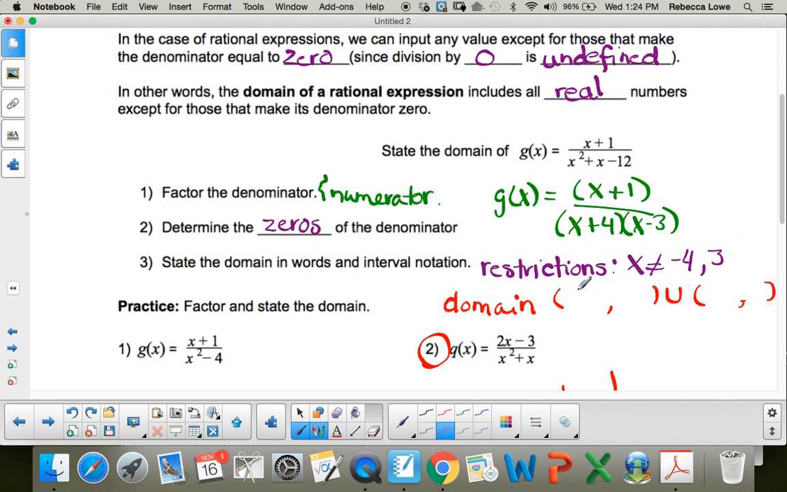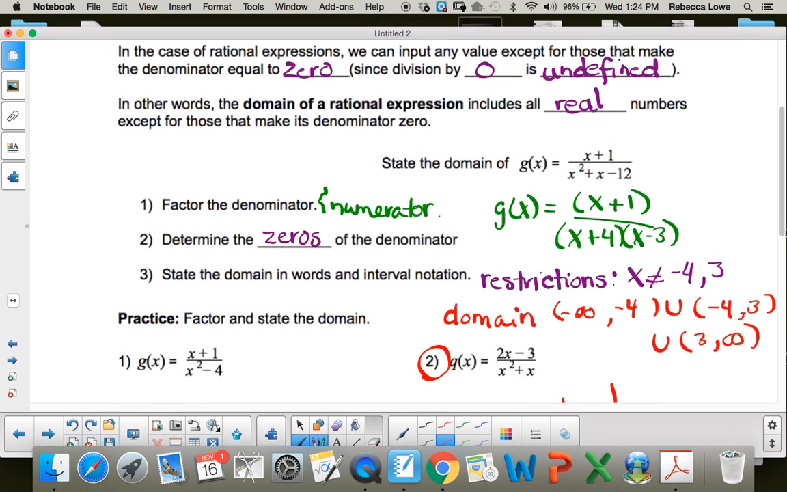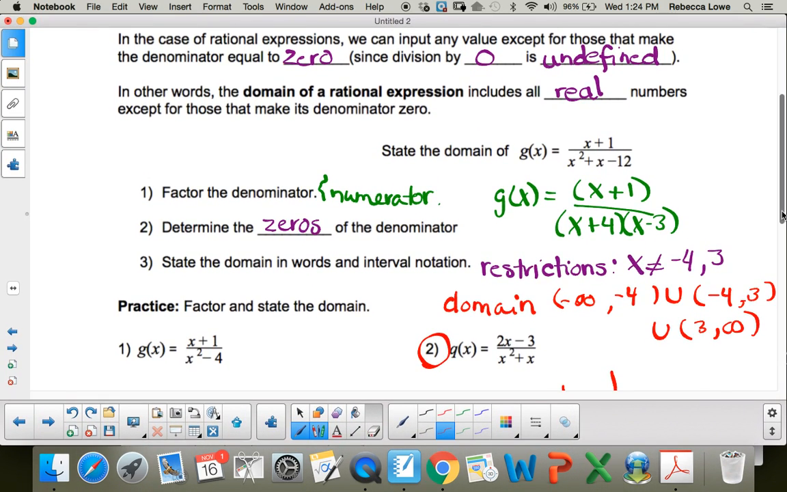And then as far as the domain goes, the function continues to the left infinitely, to negative infinity. Then it goes up to negative 4. It does not include negative 4 because it's undefined there. Then it picks up again from negative 4 to 3. And then it picks up from 3 to infinity. And you'll see that when we graph these functions later on. So we're more likely going to be doing the restrictions versus domain, but you should still understand how to find the domain. So for the practice, you're going to factor and state the domain.